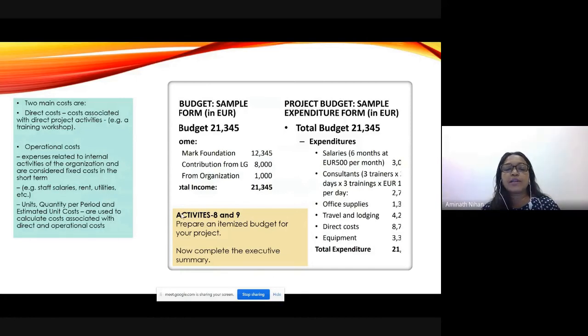So here's an example, right? So two activities come under this. First one is to prepare an itemized budget for your project. And then remember we talked about the executive summary earlier. Go back to the executive summary slide and write a little bit of overall summary of what your project is about. Okay.